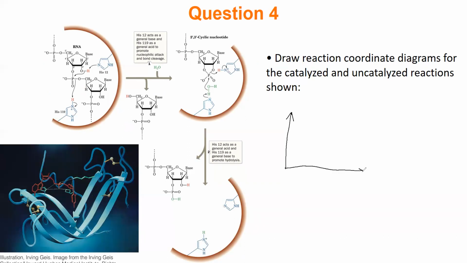A reaction coordinate diagram has energy on the Y, and reaction progress on the X. So tell me, based on that mechanism, how does energy change with reaction progress? When you have the RNA bound but haven't done any chemistry yet, that's position 0. Then when you have it both broken off, that's 100% complete. So tell me how the energy could change using reaction coordinate diagrams for the RNase mechanism.